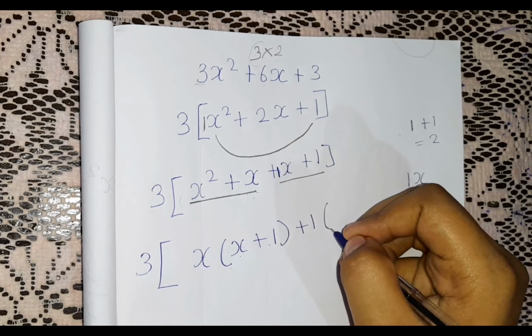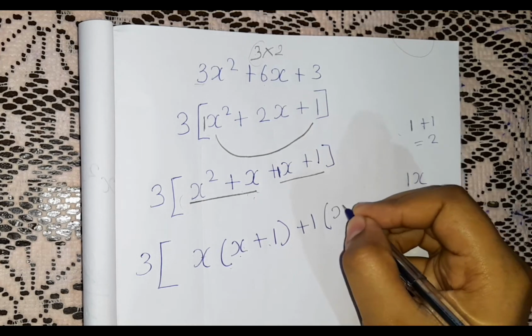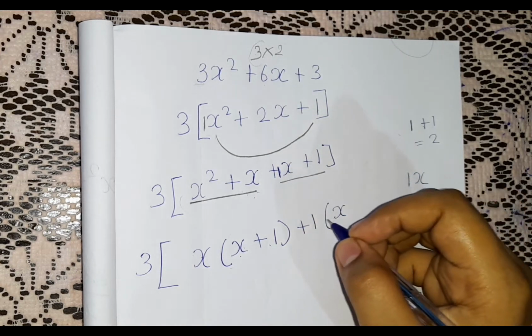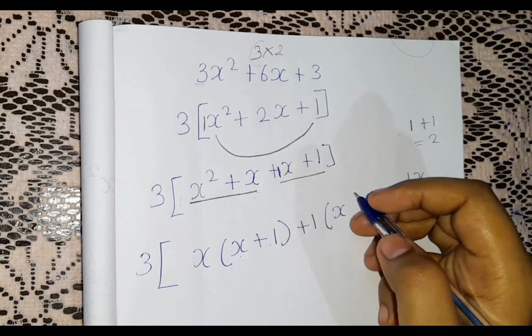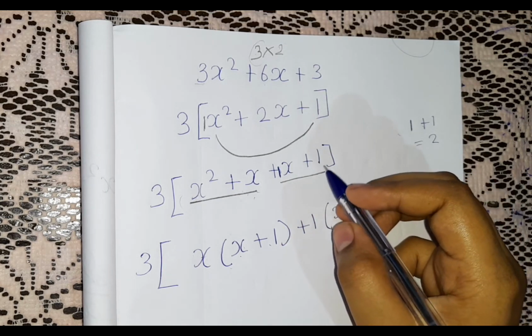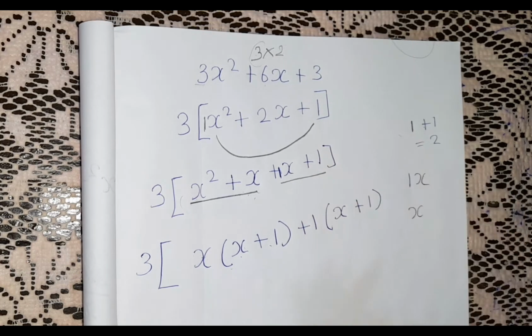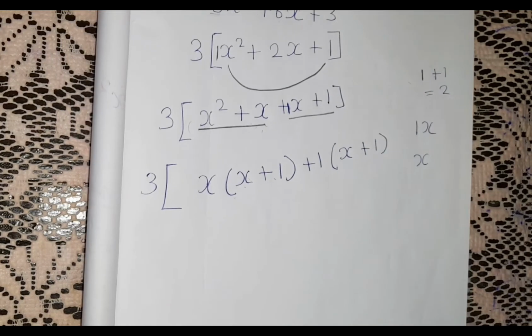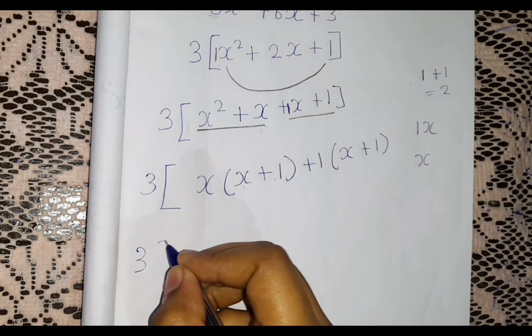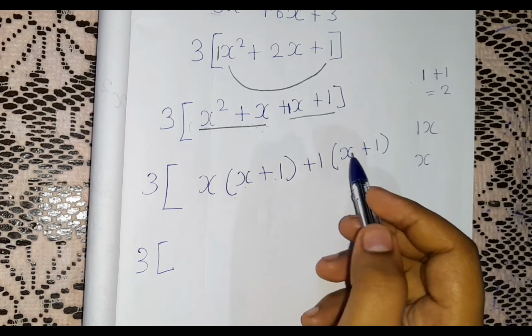Okay. Now we should multiply with the number so that we get x. So 1 into x is x, and then plus. After that we are supposed to get 1, so 1 into 1 is, of course, 1. So now we got this value, that is x into (x plus 1) plus 1 into (x plus 1).